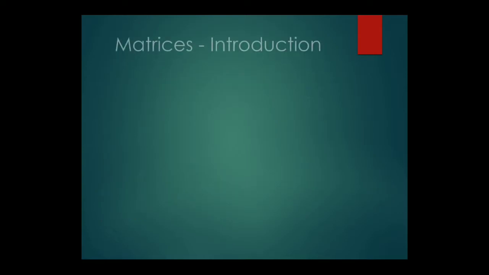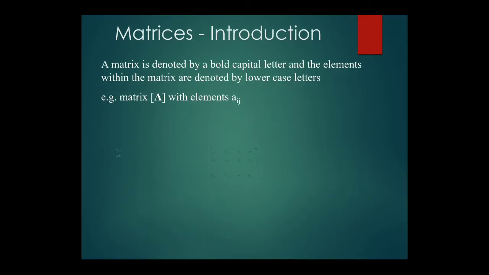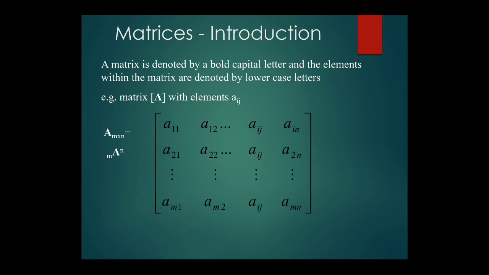Let's see how we denote a matrix. A matrix can be denoted by a bold capital letter, and the elements within the matrix are denoted by lowercase letters. So let's take an example. This is the general notation of a matrix. So we have A11, A12, A13, so on to Aij, and you can get to Ain.